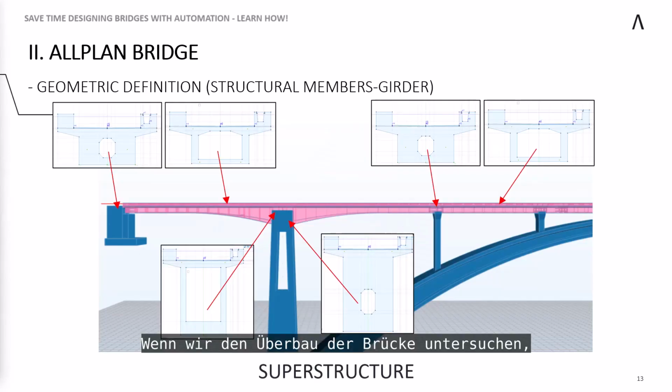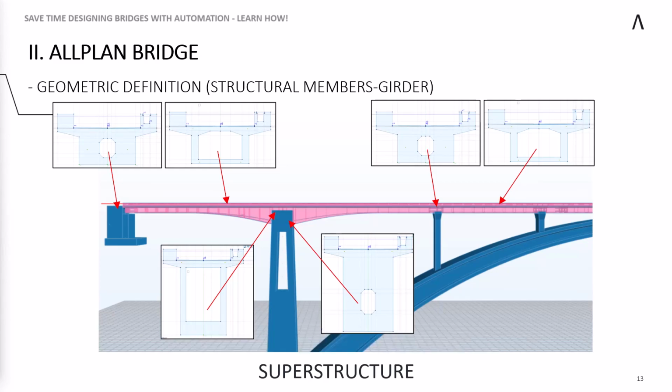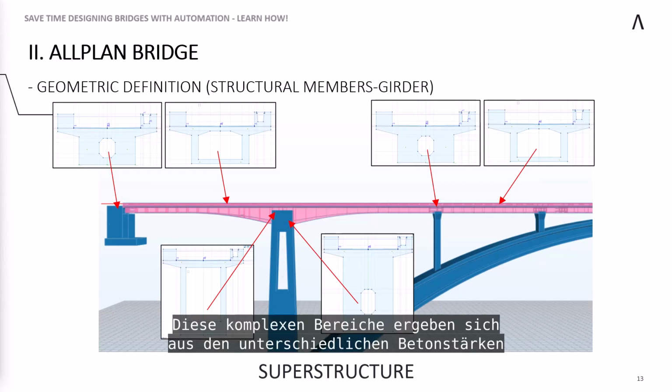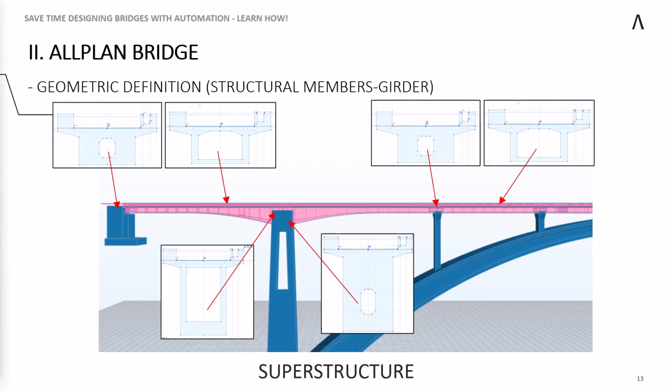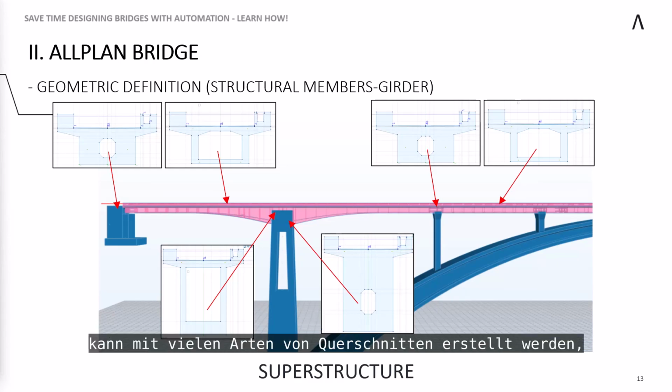When we examine the superstructure of the bridge, we encounter a challenging geometry. This complexity arises from the variable concrete thicknesses and the heights of anchorage areas. A girder type of structure member can be created with many types of cross sections linked with different variations. Let me show you in the software.